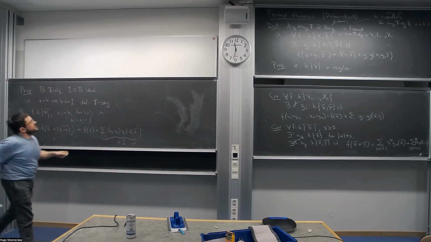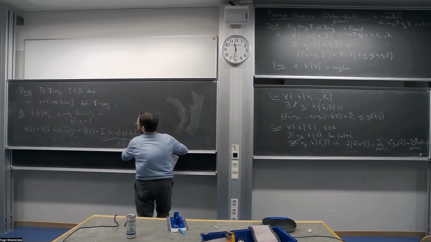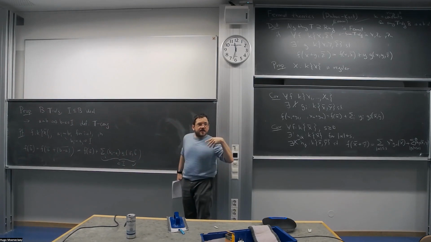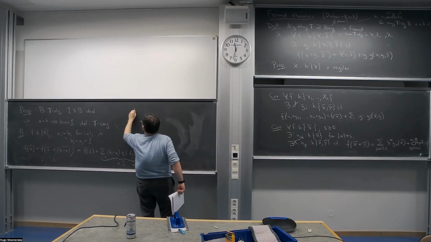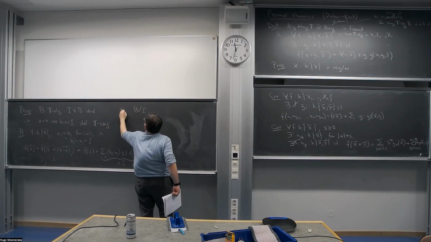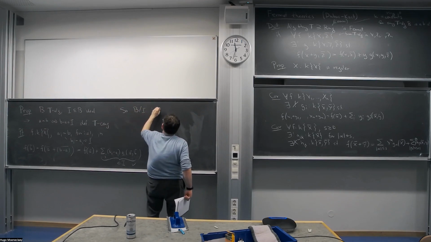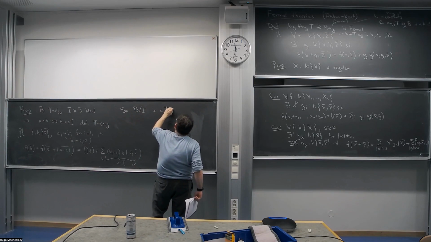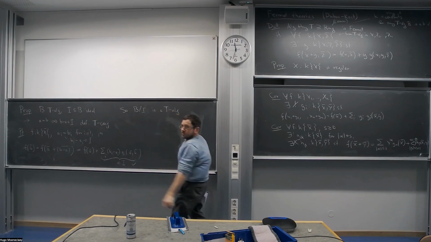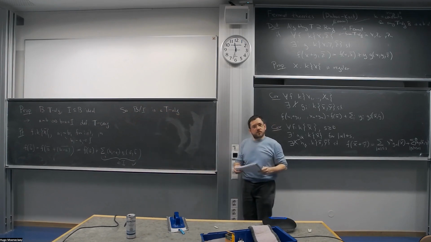So this means that the quotient is a T algebra, and it's going to have the universal property, of course, of the quotient.